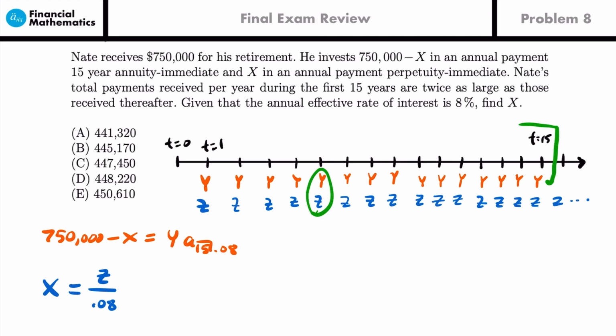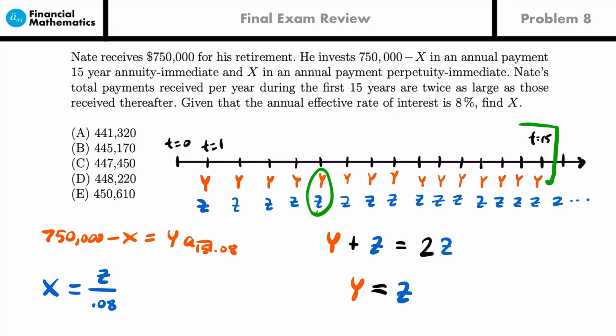So this is what we know. We know that Y plus Z must be equal to 2 times Z, right? The amount he receives per year during the first 15 years, that's Y plus Z, is twice as large as those received after. And so he's only receiving Z after time 15, so if you multiply it by 2, that means that those two things should be the same. But now here's the punchline. If you subtract Z from both sides of the equation, this just becomes Z. And what we find is that Y is equal to Z. In other words, the payments for the annuity are the same as the payments for the perpetuity.